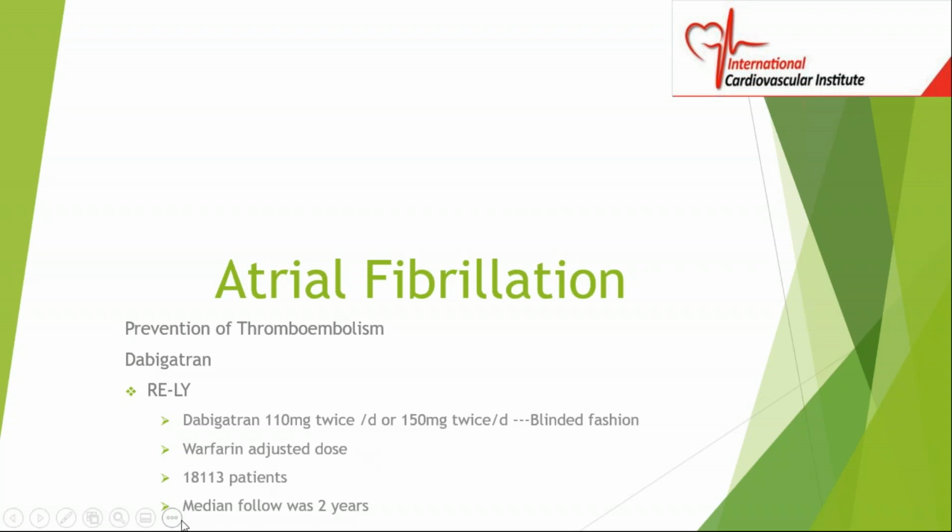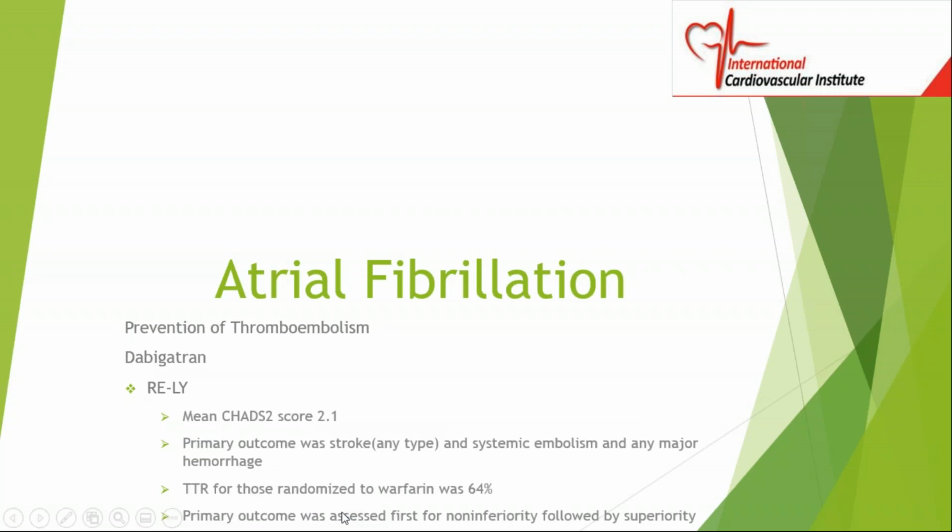Because with warfarin, the INR should be between 2 and 3, so you adjust the dose of warfarin accordingly. There were about 18,113 patients, and the median follow-up was about 2 years. And at that time, we didn't have the CHA2DS2-VASc score, so it was the CHADS2 score, and the mean score was 2.1. The primary outcome in the RELY was stroke of any type, systemic embolism, or any major hemorrhage.